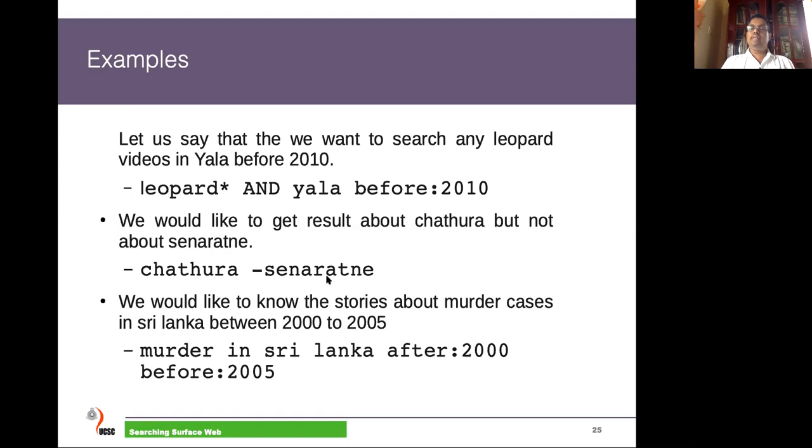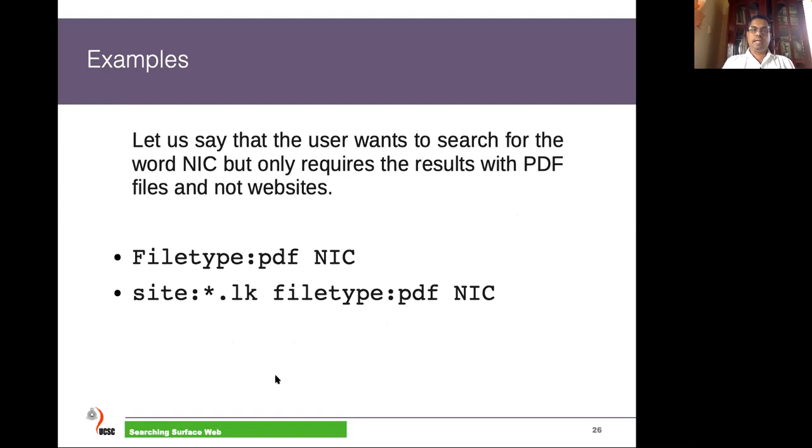Then you can limit the search to this period using after and before. For example, if you type murder in Sri Lanka after colon 2000 and before colon 2005, it gives you the results about murders in Sri Lanka in that period published on the web. Isn't it important? Right.